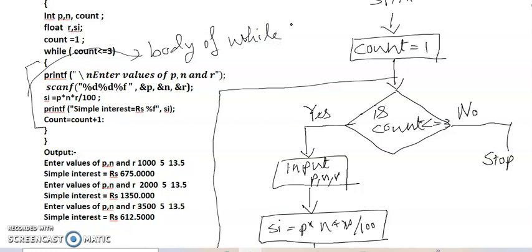The parentheses after the while contain a condition. So long as the condition remains true, all the statements within the body of the while loop keep getting executed repeatedly. To begin with, the variable count is initialized to 1, and every time the simple interest logic is executed, the value of count is incremented by 1. The variable count is many a time either a loop counter or index variable.